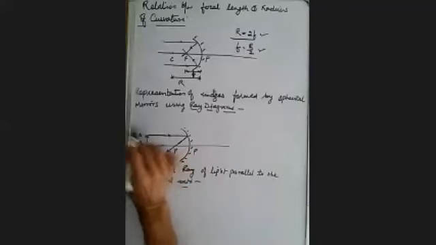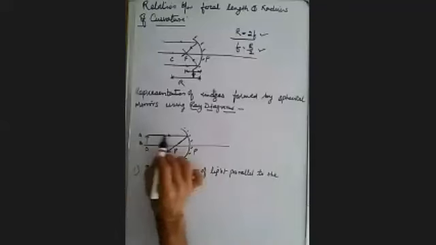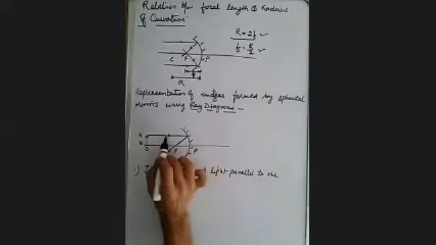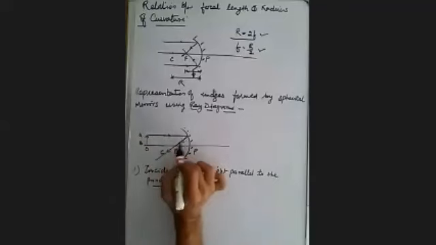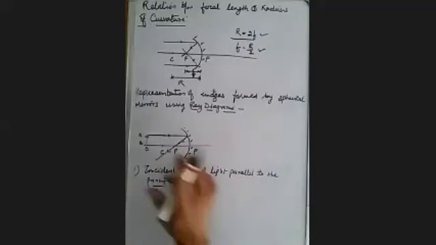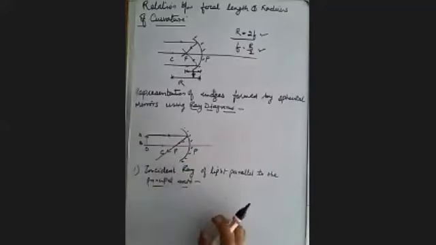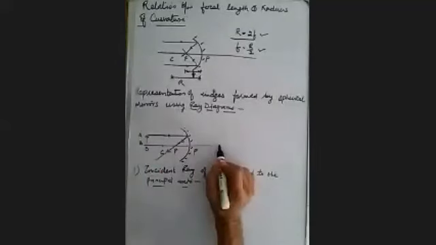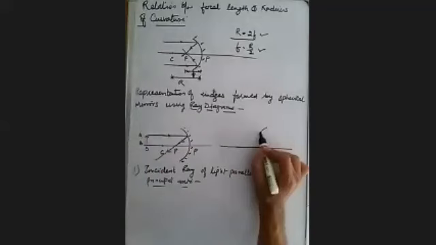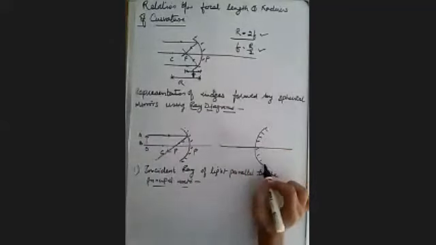So there are a number of rays, but we consider the reflection of one ray by the spherical mirror, which is parallel to the principal axis, and the ray parallel to the principal axis passes through the principal focus. This is in the case of a concave mirror. Now the second case is the convex mirror.